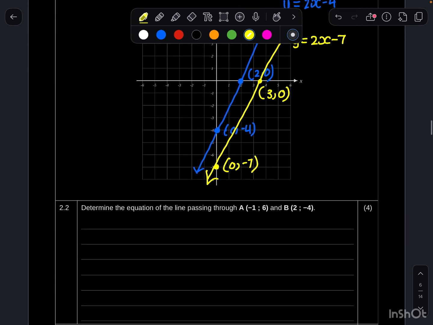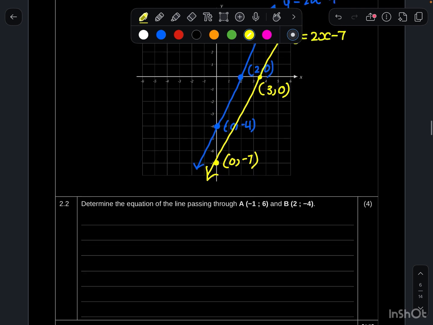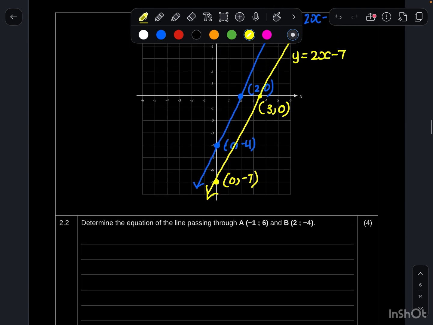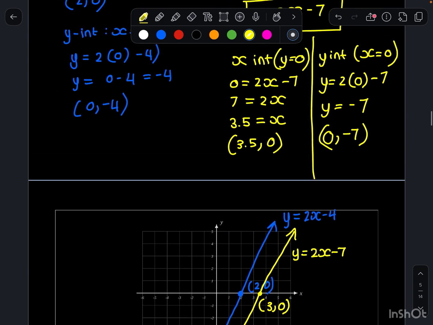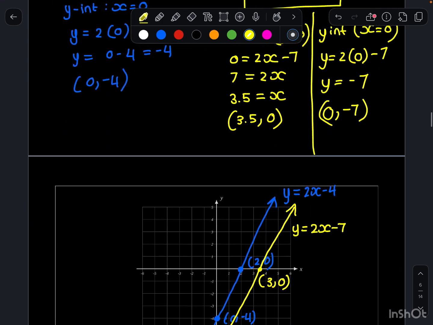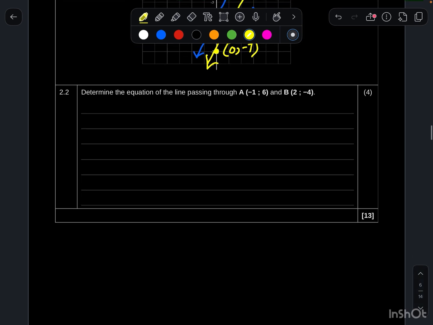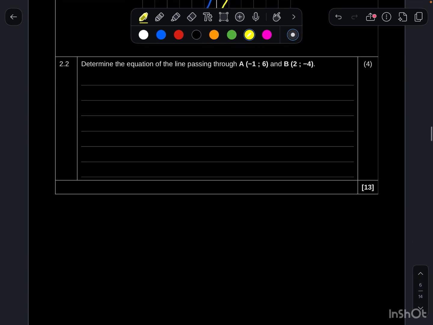Let's see. Determine the equation of a line passing through these 2 points. Okay, so I think it's a separate question now. So determine the equation of the line passing through those 2 points. First of all, what I would do is work out the gradient of this line.